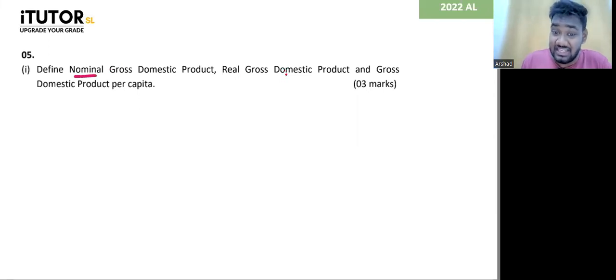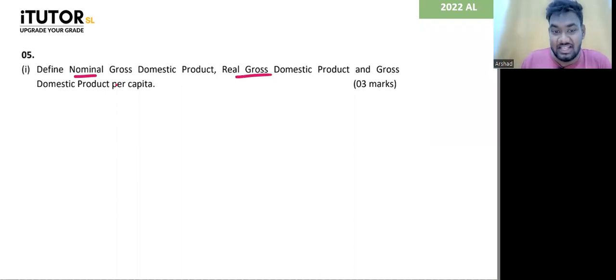Then what is real GDP? Real GDP is the value of all final goods and services produced measured at the base year prices or measured at constant prices. That's what you call real GDP.